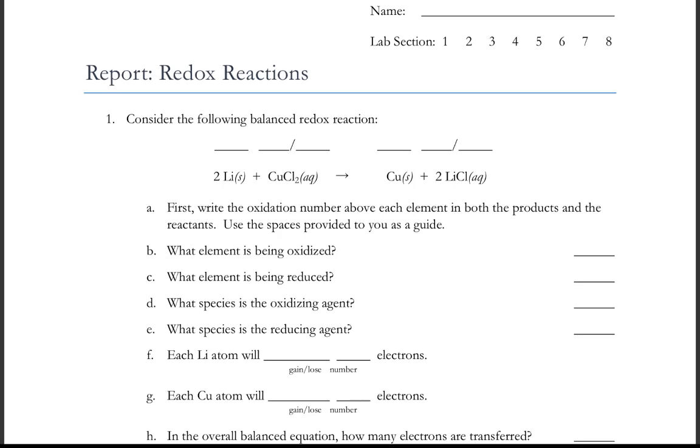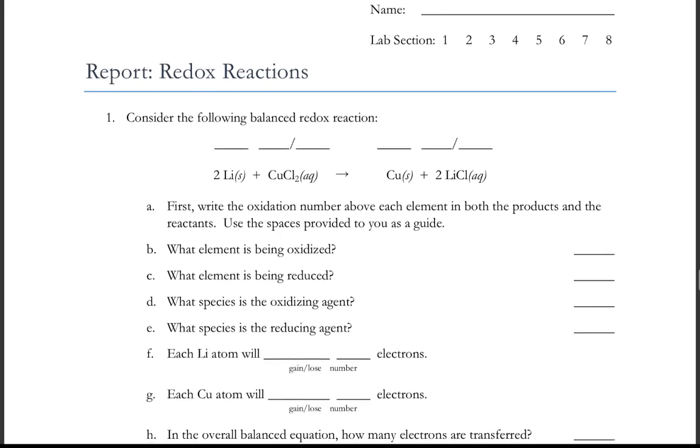What's its oxidation number? The chlorine, it's part of the ionic compound CuCl2. What's its charge? That's going to be its oxidation number. Same deal with the chlorine. It's chloride. It's part of an ionic compound. It's got a charge. Its charge is its oxidation number. Apply that same stuff to the products.